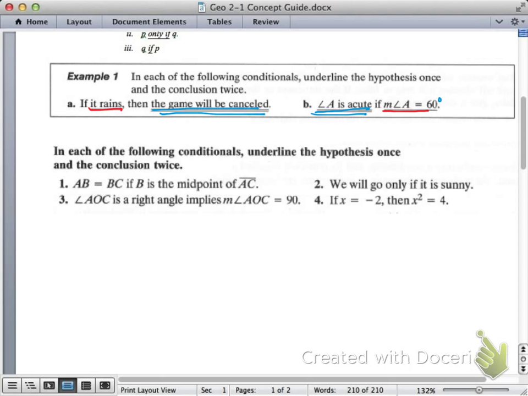And then these four examples, simply identify the hypothesis and conclusion like I just did in those examples. Pause the video. So that's one simple type of question that we'll be doing here. Here are some answers. Hopefully you compared well.